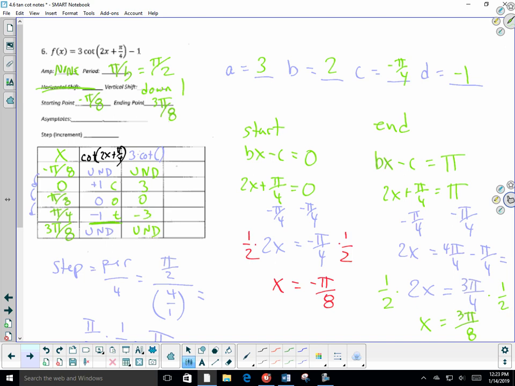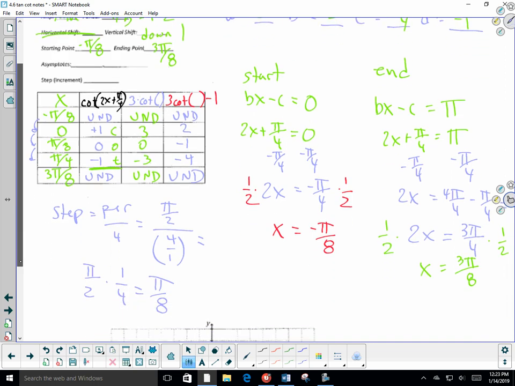All right, and then our last step is to fill in 3 times the cotangent of the 2x plus pi over 4, which I'm not squeezing in there, and then minus 1. So I need to subtract 1 from everything in my third column. Well, undefined minus 1 is still undefined, so I'm going to make that undefined. This is going to be 2, a -1, a -4, and undefined. I think we're ready to graph.